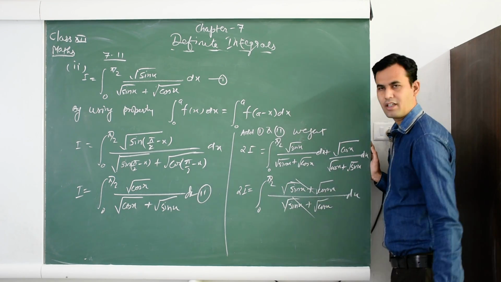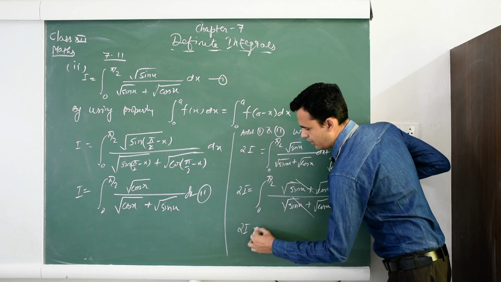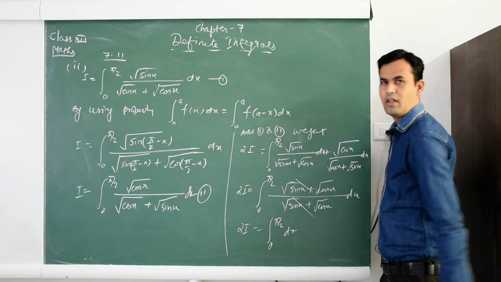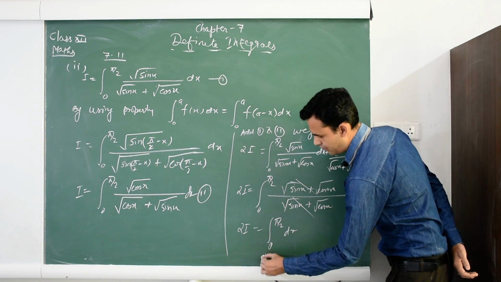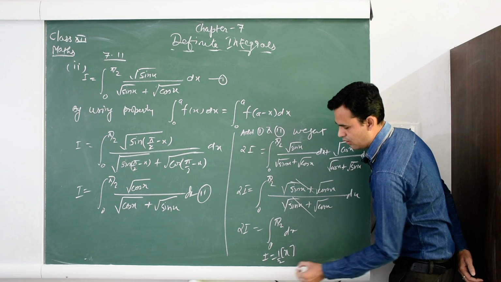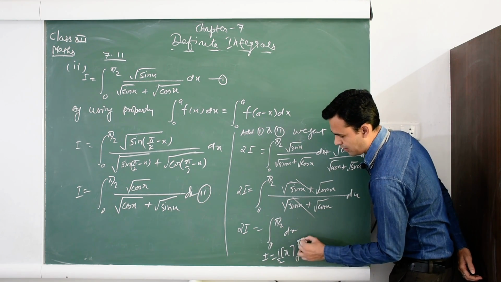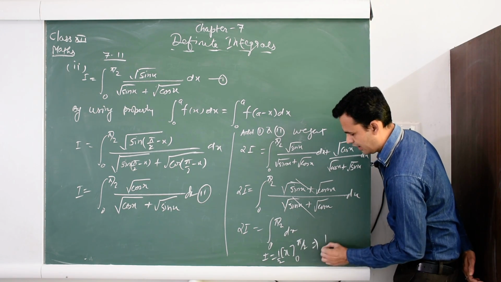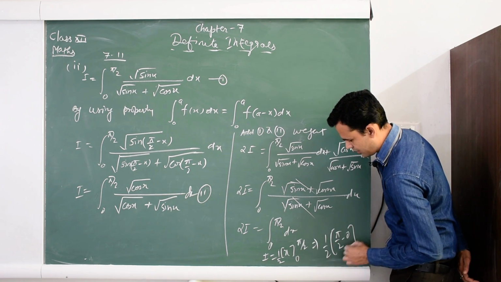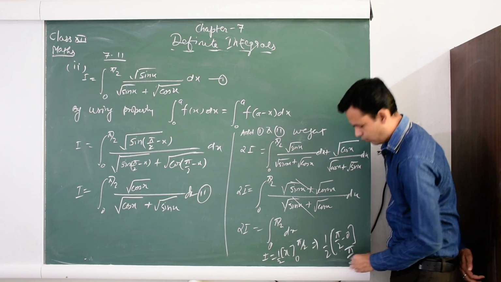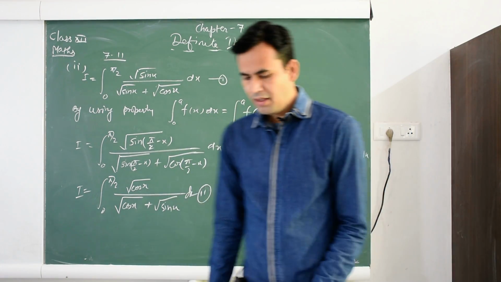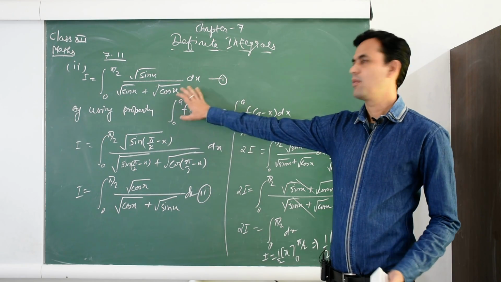These two functions cancel. So we have 2I equals to 0 to pi by 2 dx, and the integration of dx is x, and the limit is 0 to pi by 2. So we write it as upper limit minus lower limit. So the answer is pi by 4. So this type of questions you have in exercise 7.11 by using the property.